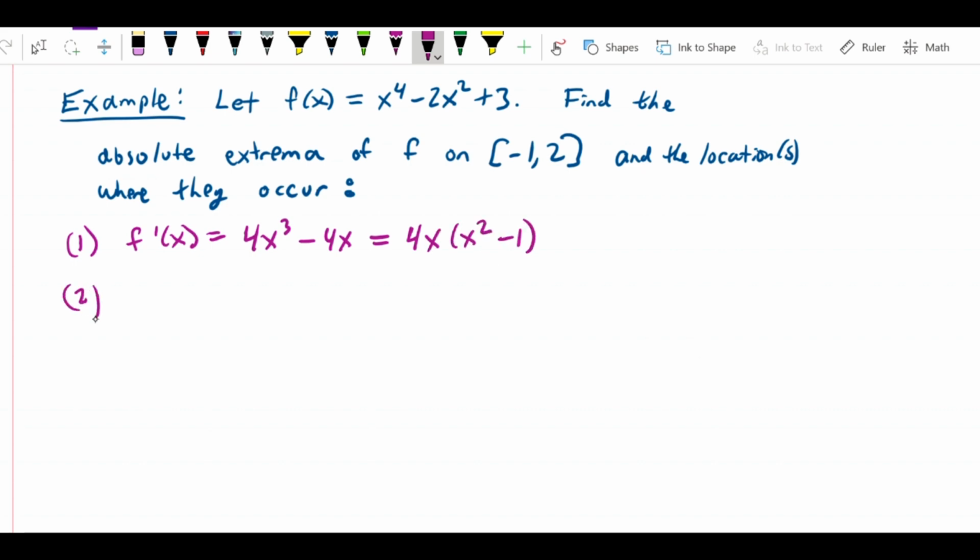So what we want to do now is find the places where the derivative is either 0 or undefined. So let's solve the equation 4x times (x squared minus 1) equals 0. We can readily see from looking at it that that's going to happen where x equals 0 or plus or minus 1. So the solutions to that are x equals 0, 1, and -1. And we can also clearly see that f prime of x is defined everywhere.